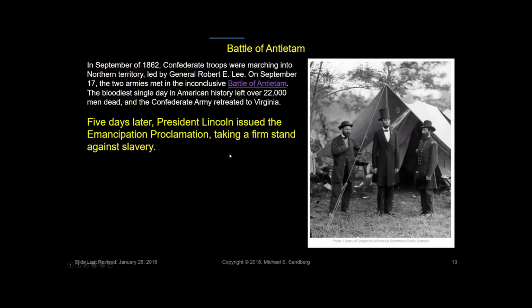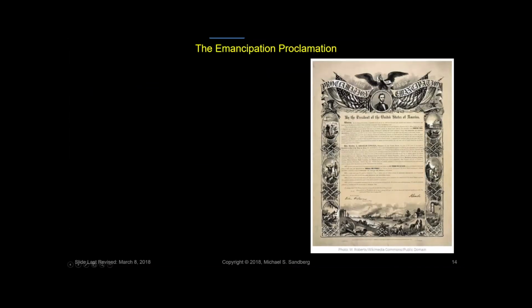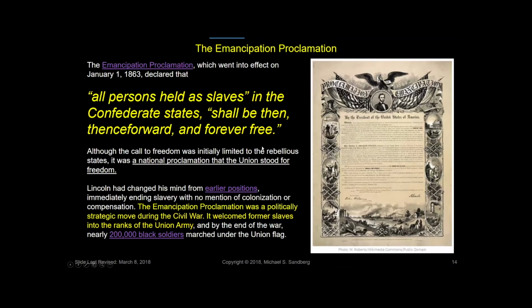And Lincoln, at this point, said, "This is enough." And so 5 days later, Lincoln issued the Emancipation Proclamation, where he takes a very firm stand against slavery. So here's a copy of the Emancipation Proclamation. Basically what Lincoln stated in it, when it was released on January 1st of 1863, was "All persons held as slaves in the Confederate States shall be then, thenceforth, and forever free."